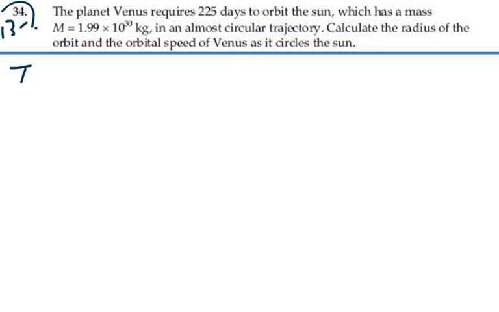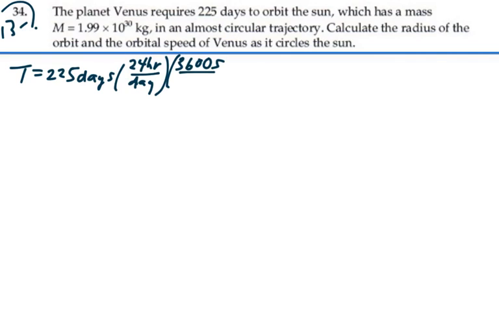Well, this period of time is 225 days, and we know that there are 24 hours in a day, and that there are 3,600 seconds in an hour. So the hours cancel out, and the days cancel out, and we can get the number of seconds in Venus's orbital period, and that is 1.944 times 10 to the 7 seconds.